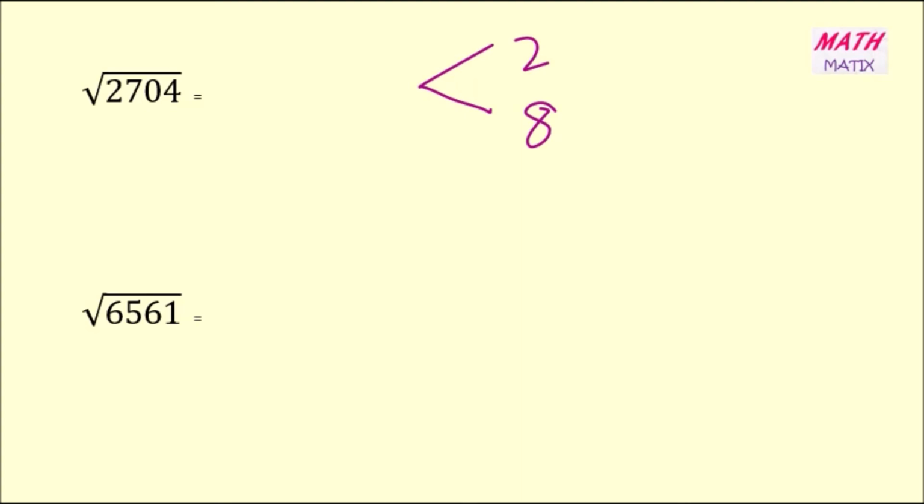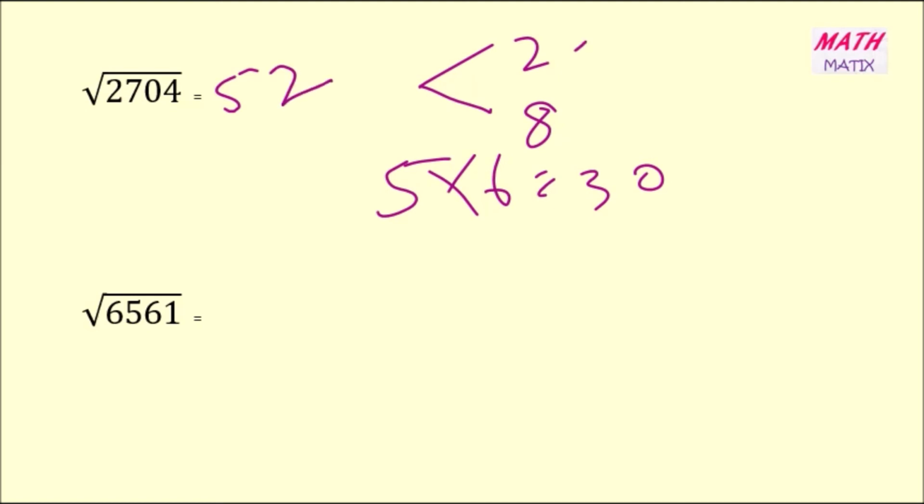And now going to the next pair, 27. 27 is falling in between 5 and 6. So the smallest number is 5. I am writing that 5 here. And then 5 into 6 is 30. 27 is smaller than 30. So I take the smallest among these two, that is 52. So square root of 2704 is 52.